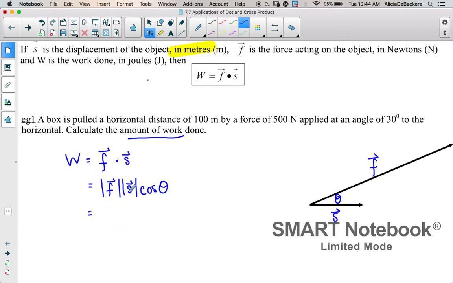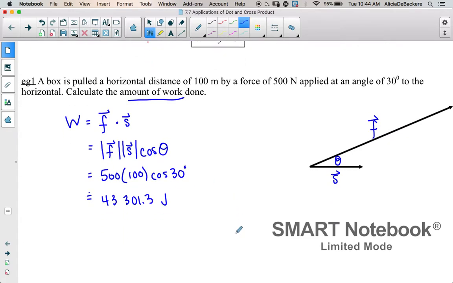And I have all of this information. So the force has a magnitude of 500, displacement 100, and then cosine of 30 degrees between them. And so I'm just typing that straight into my calculator, making sure I'm in degree mode, and I get 43,301.3 joules, and that'll be rounded.